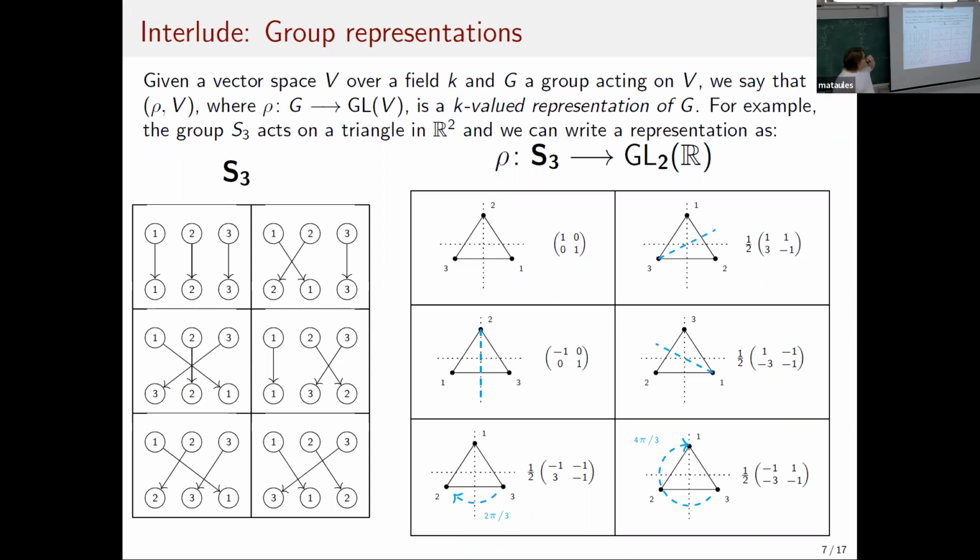Okay, and then a Galois representation is just when you change the group to be a Galois group. Also you add topology to everything, and you ask for the representation to be continuous, but this is technical. Basically, just think of a Galois representation as a representation like this where you change the group for a Galois group.